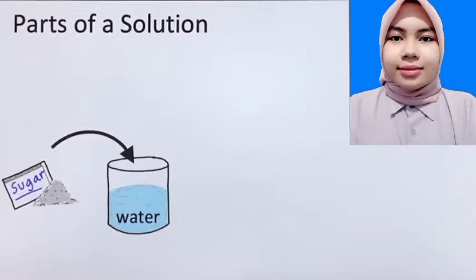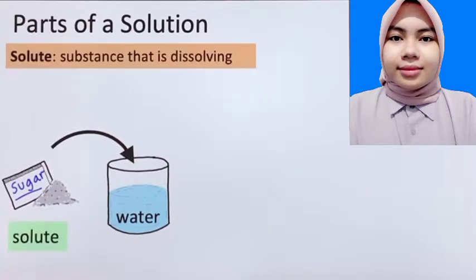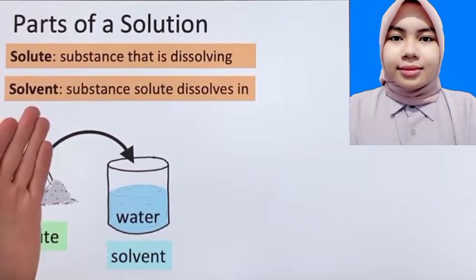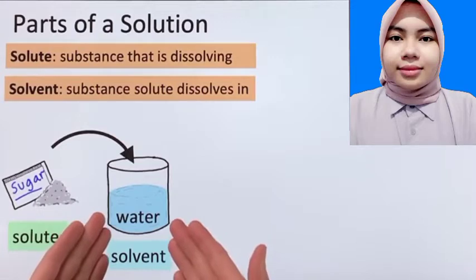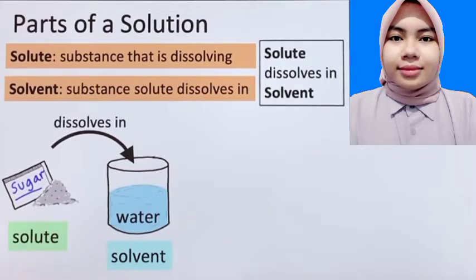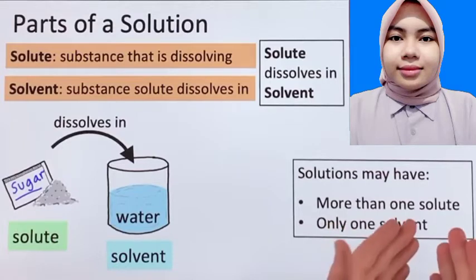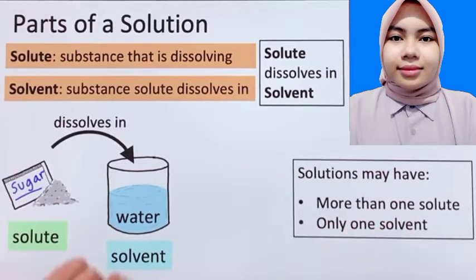Let's start getting into the details of solutions. First, the parts. Every solution has two parts. Let's say we're dissolving sugar in water. The substance we're dissolving, we call that the solute. Here that's the sugar. And the substance the solute is dissolving in, we call the solvent. So the solvent would be water here. So in other words, the solute dissolves in the solvent. You can see that right here.